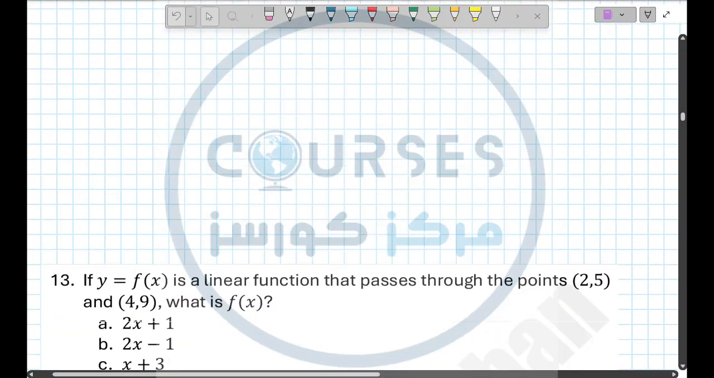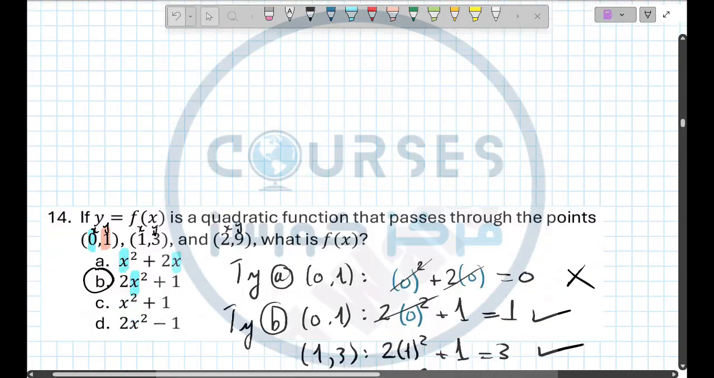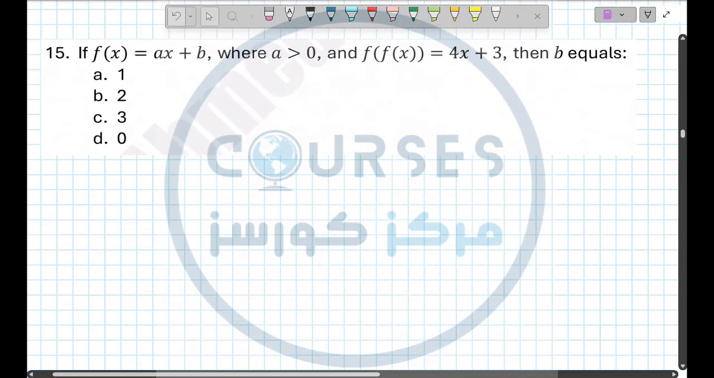These two problems, 13 and 12, they are the same. I will let you give them a try.